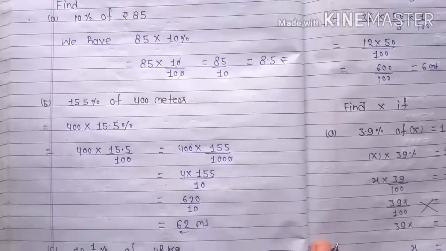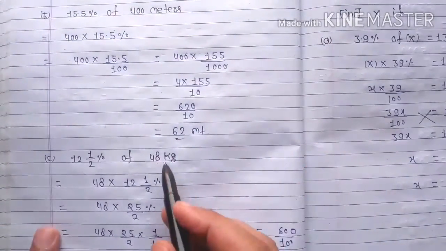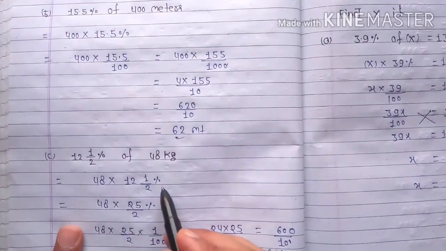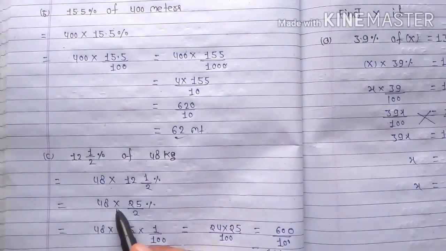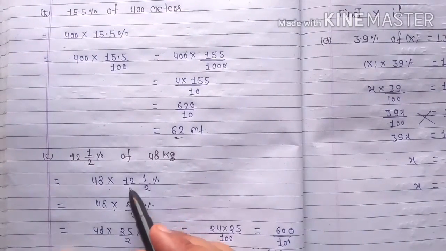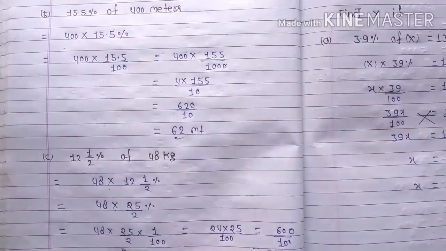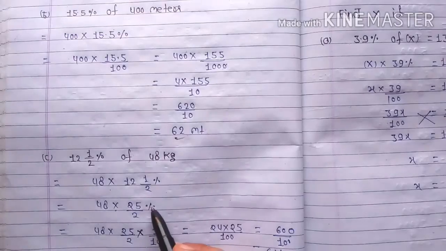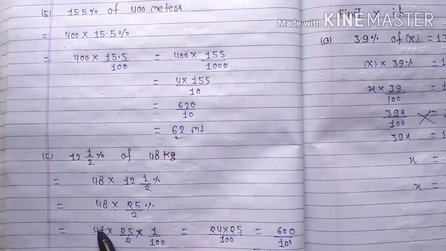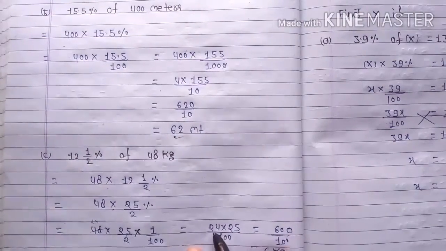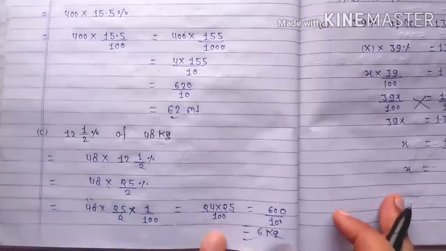I hope it's clear. Next one is 12 and 1 upon 2% of 48 kg, which means 48 into 12 and 1 upon 2% of, where of means multiply. This will become 48 multiplied by 25 upon 2%, since 12 times 2 is 24, plus 1 is 25. Now percent means 1 upon 100. This will become 2 into 24 is 48, 24 into 25 upon 100. So this will give you 6 kg.